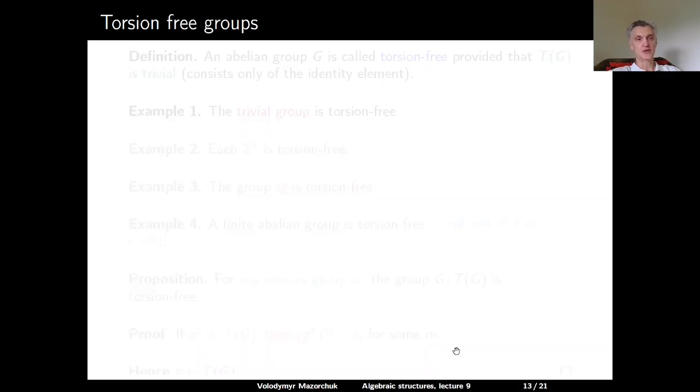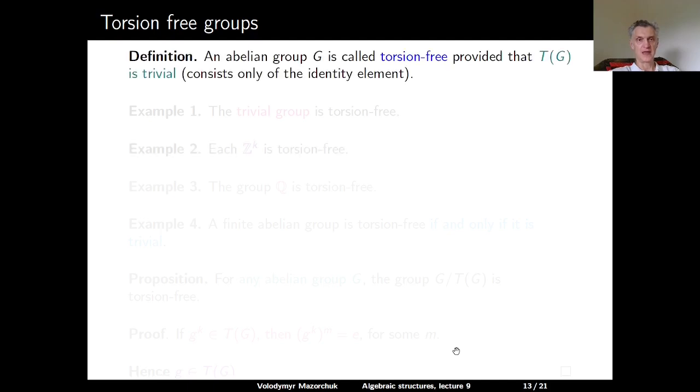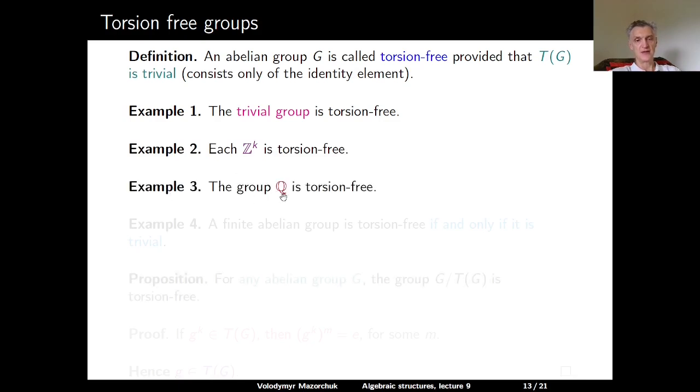Next, we need to discuss the notion of a torsion-free group. Definition: an abelian group G is called torsion-free, provided that T(G) is trivial, so the torsion subgroup consists just of the identity element. For example, the trivial group is torsion-free by definition. The second example, each Z^k is torsion-free. The third example, the additive group of all rational numbers is torsion-free. And the fourth example, a finite abelian group is torsion-free if and only if it is trivial.